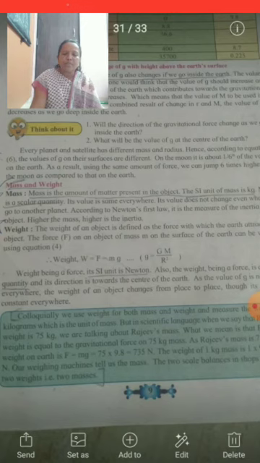When an object is at a distance h from the surface of the earth, its potential energy is −GMm/(R+h). Here G is the gravitational constant, capital M is the mass of the earth, small m is the mass of the object, R is the radius of the earth, and h is the height of the object from the surface of the earth. Thus, by this formula we can calculate the gravitational potential energy.